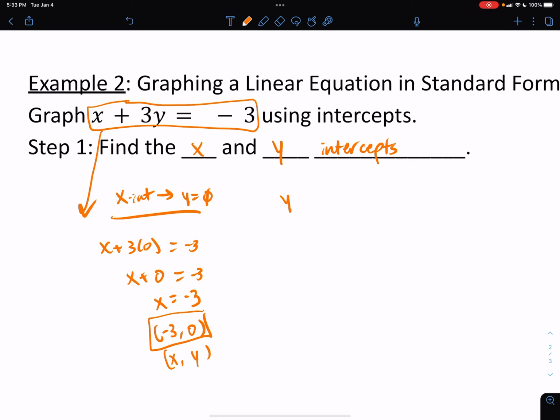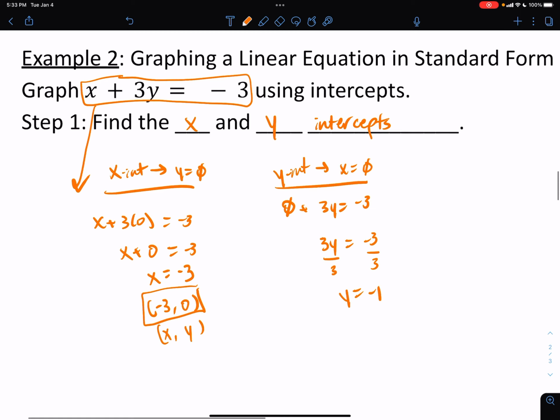The y-intercept, this is when x equals 0. So you're going to take the same equation. So instead of x, you're going to plug in 0. So I have 0 plus 3y equals negative 3. That's 3y equals negative 3. And you solve for y.